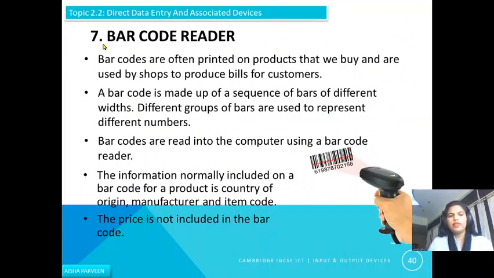Okay, next direct data entry device is the barcode reader. Barcodes are often printed on the products that we buy and are used by the shop to produce bills for the customers. This is an example of a barcode reader. This is the barcode. A barcode is made up of a sequence of bars of different widths, and these different groups of bars represent different numbers. Barcodes are read into the computer using a barcode reader. The information normally included on a barcode for a product is the country of origin, manufacturer, and the item code, but the price is not included in the barcode.